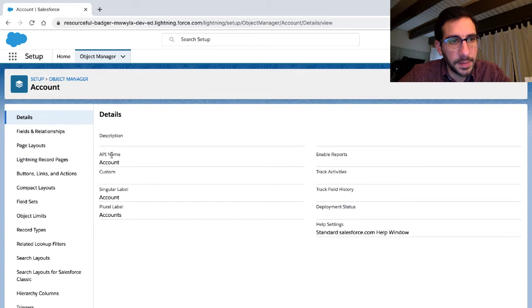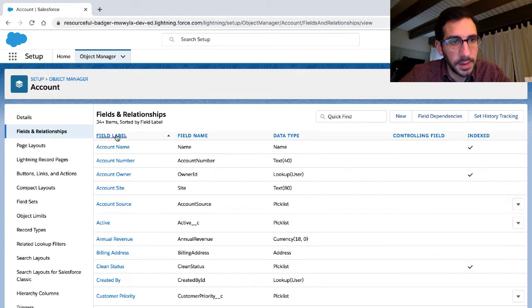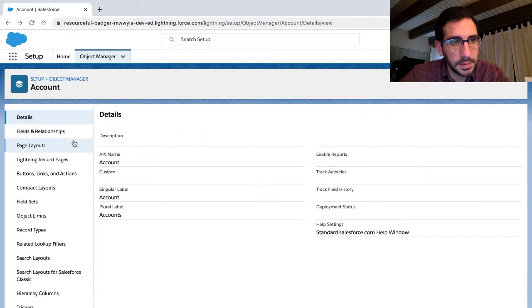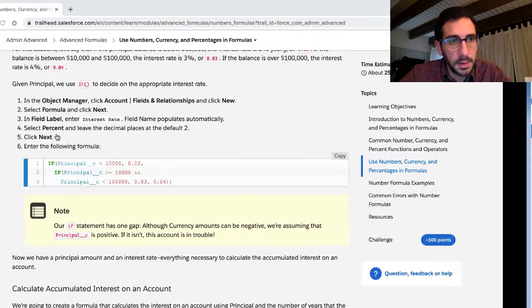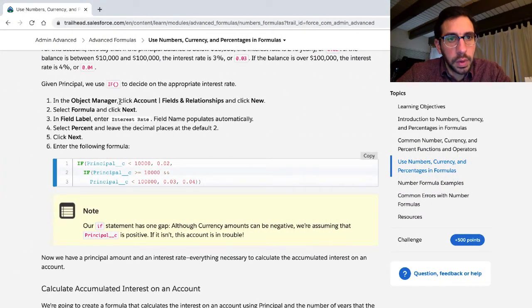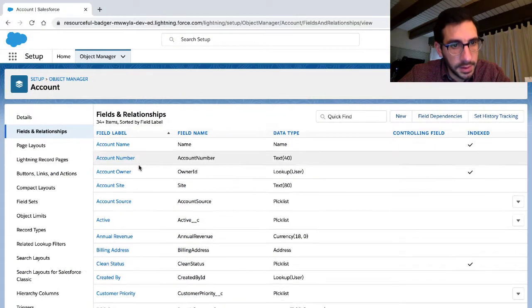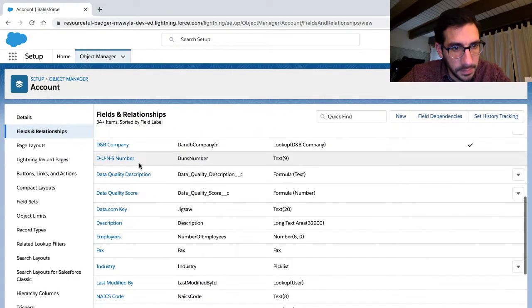I'm picking it back up and it's been a day. Fields and relationships. New, select formula, I click next, interest rate. So there should be an interest rate one.